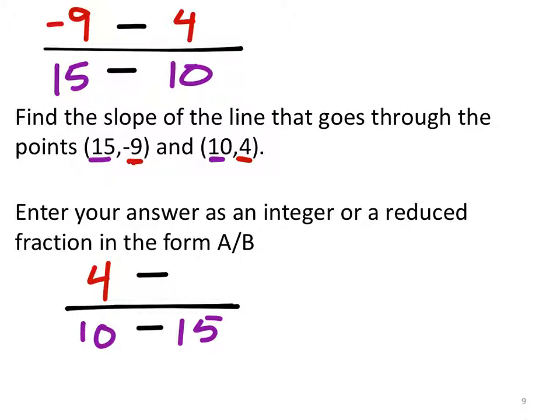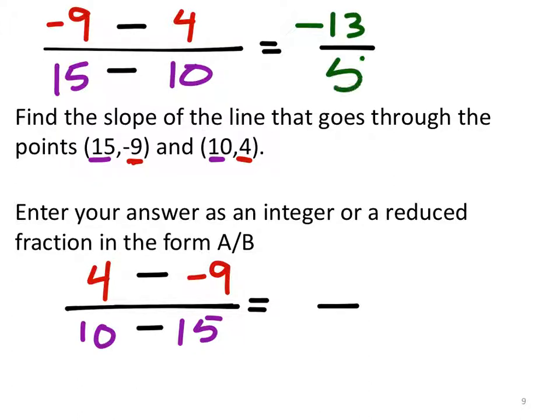We'll look in more detail on that here in a moment. And then the negative 9 and 15, again, are together in the fraction. As it turns out, when we calculate either of these, we get the same answer for both. For example, negative 9 minus 4 is negative 13, and 15 minus 10 is 5. That's negative 13 fifths.